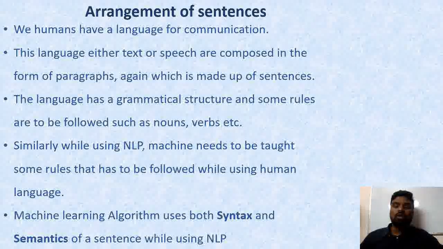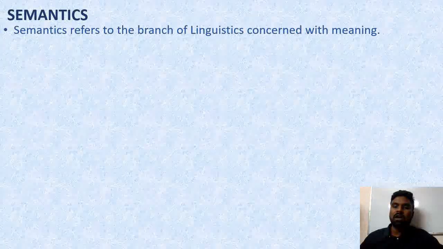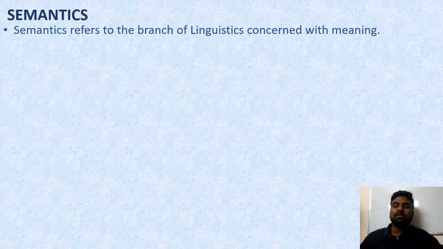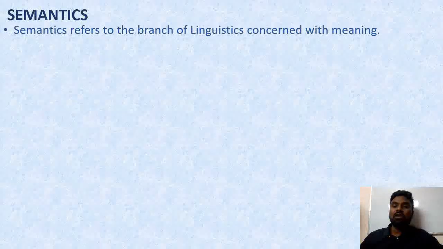Okay, so what is syntax and semantics? We will see. Let us see what is semantics. So semantics refer to the branch of linguistics concerned with meaning. Semantics में हम किसी भी word का या sentence का मीनिंग फाइंड आउट करने की कोशिश करते हैं, और इसीलिए मशीन्स को भी हमें जरूरत होता है कि वो भी सिमेंटिक्स को समझें. Okay, they should know the meaning of a word और a sentence.